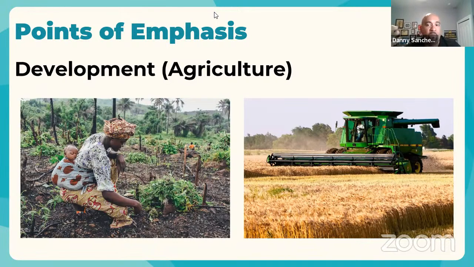What's the big giveaway that this is commercial farming on the right? Emphasis on the word big. All right, what is the difference between farming in the rich world and farming in the poor world? What is that difference? Hopefully you can tell me in the chat.